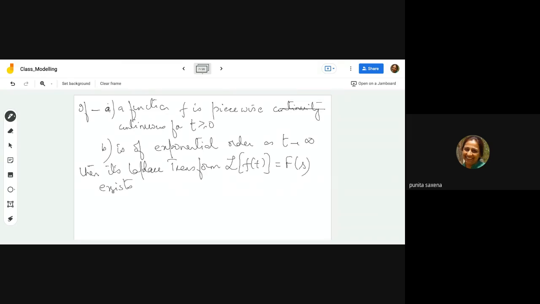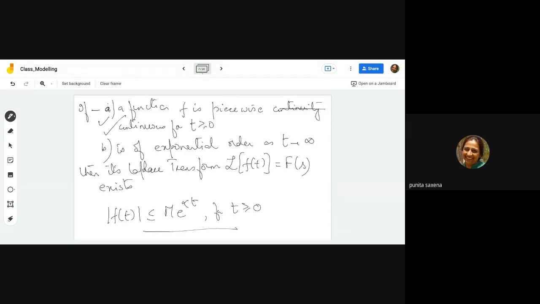So basically, what do we want? We want the function to be piecewise continuous, and the function should be such that it is less than or equal to m e to the power alpha t, for t more than or equal to 0 and for some constant m, then the Laplace transform exists. So basically this theorem just guarantees that for every function the Laplace transform may not exist, but it exists if these two conditions are satisfied.